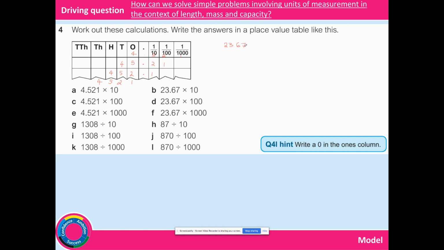23.67. I'm multiplying by 10, so I'm going to have a bigger number. I'm moving to the left with the digits because I'm getting a bigger number. So the 2 that's now in the tens column will move over to the hundreds column. The 3 in the 1s will move up to the tens. The 6 that's in the tenths column now will move up to the 1s. The decimal stays lined up. And the 7 in the hundredths moves up to the tenths.